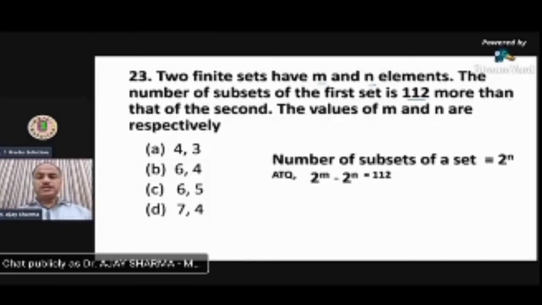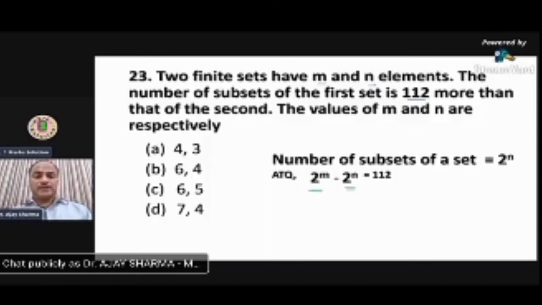So here we see that if the first set is having m elements and the second is having n elements, then 2 raised to the power m will be the number of subsets of the first set, and 2 raised to the power n will be the number of subsets of the second set. According to the question, this minus this will be equal to 112. This is the given condition. Now what are the possible values of m and n? This we have to tell.